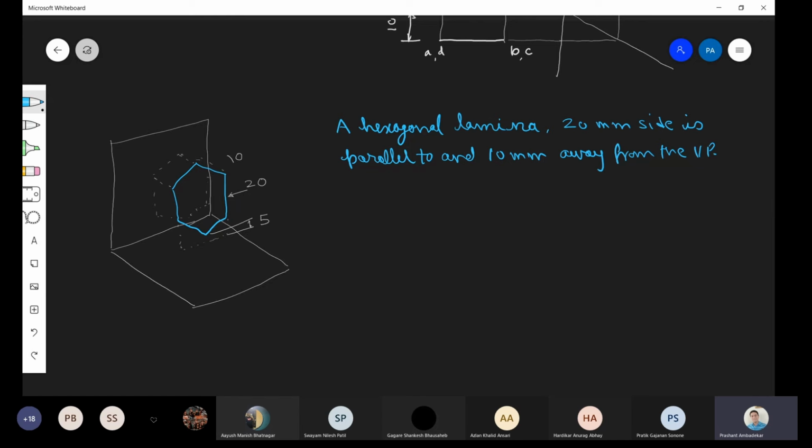Any other information that you want to give? Sir, 5 mm it is above HP, sir. What is 5 mm above HP? The figure, sir.